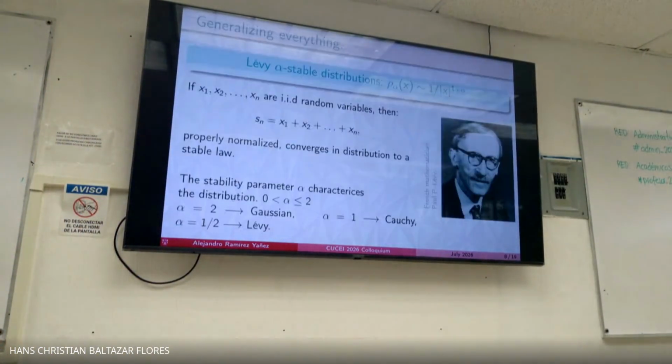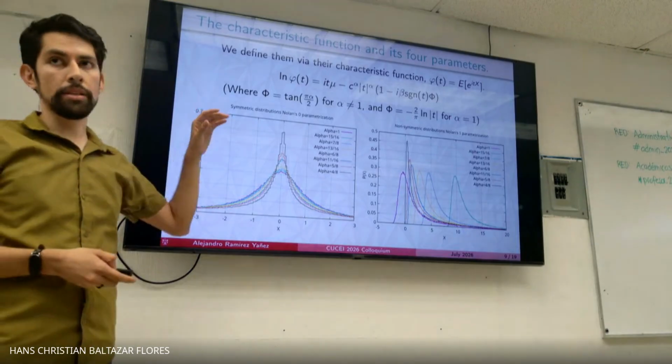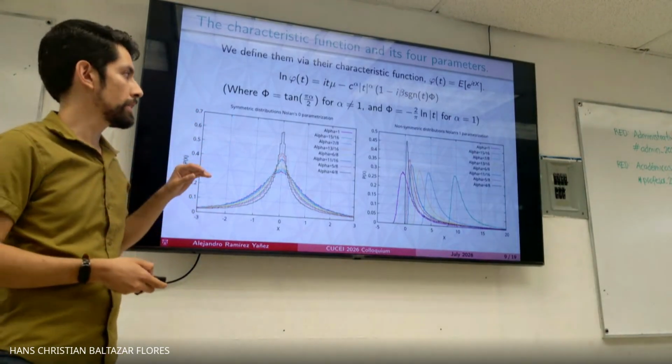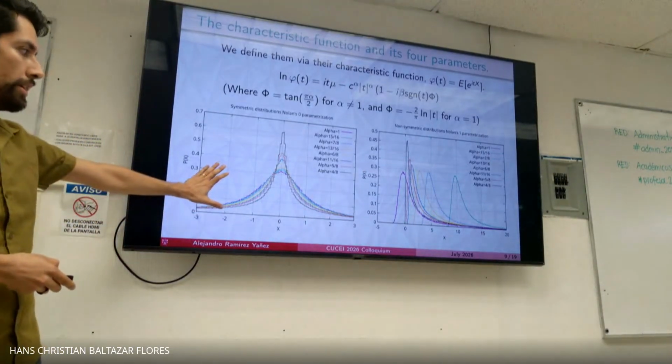So the first important characteristic of the distribution is that whenever alpha is less than 2, you don't have variance, and whenever alpha is less than 1, you don't have mean. Okay, those are the symmetric ones.